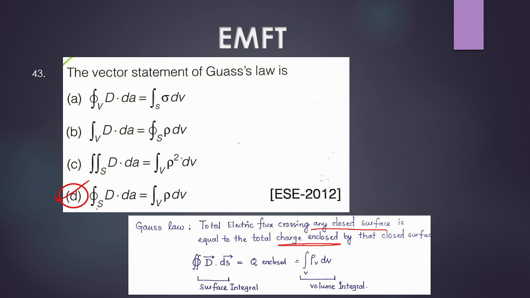It is a surface integral and it is a volume integral. It is volume surface, not correct. Volume surface not correct. It is saying rho square, so it is not correct. So finally it will be correct. D option is correct.